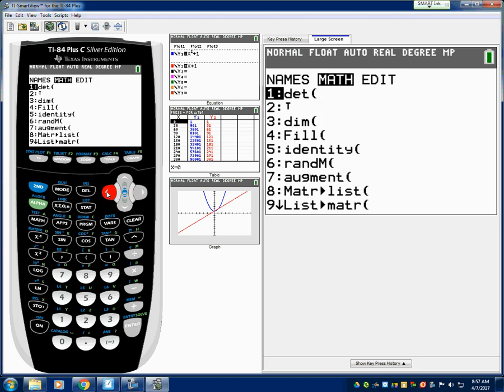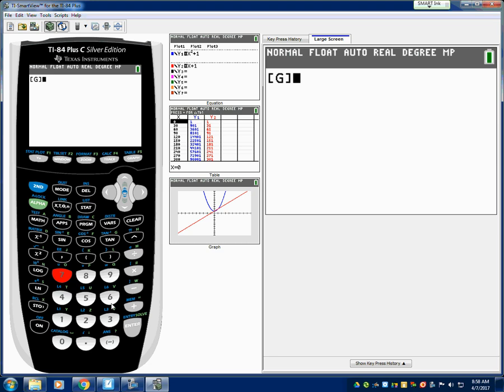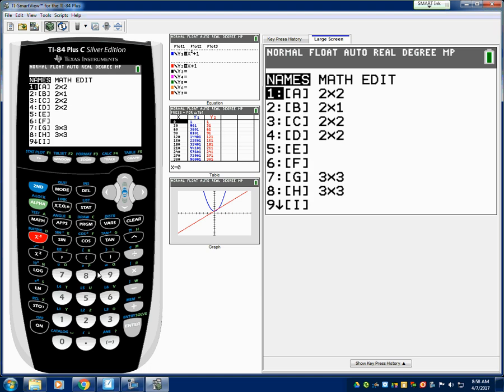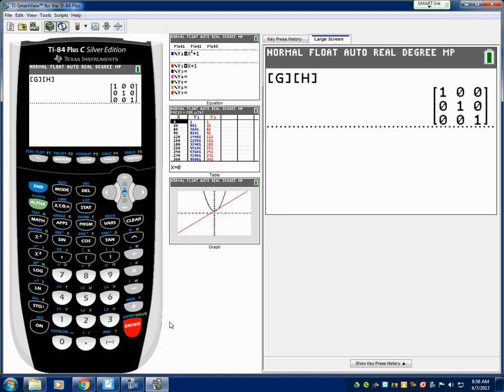If you want to do math with the matrices, there's a bunch of math you can do. Under the math menu, there are a bunch of different operations on matrices that we aren't going to talk about. But if you go to names here, all we want to do is select matrix G, so hit number 7, and matrix G will pop up on the screen. Then go to second matrix again, and select matrix H, which is number 8. So you select under names the matrices you want to multiply, hit enter, and look at that, which is the identity matrix.